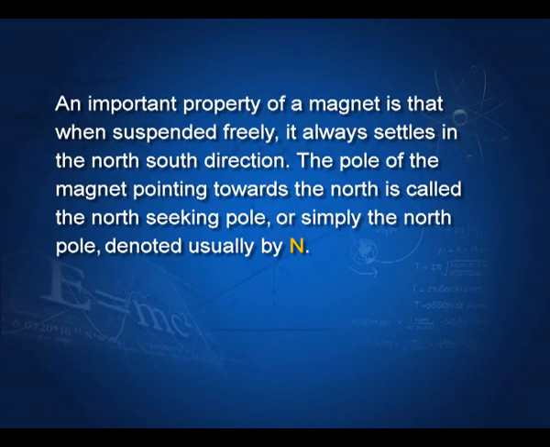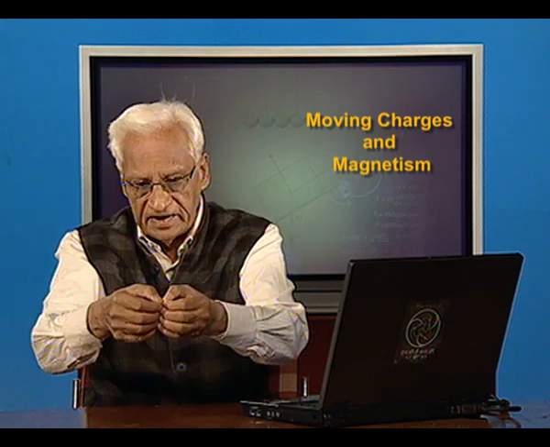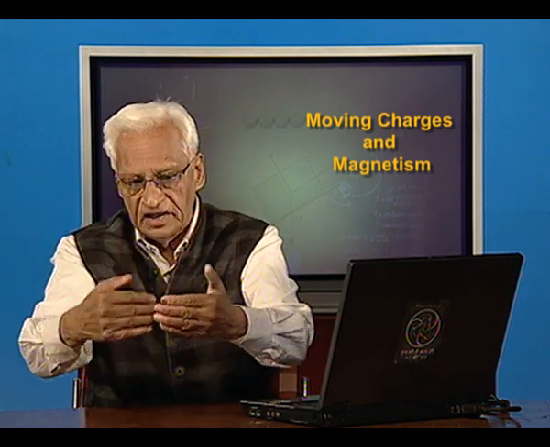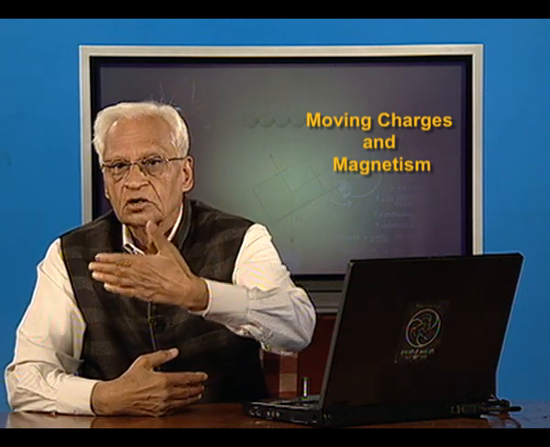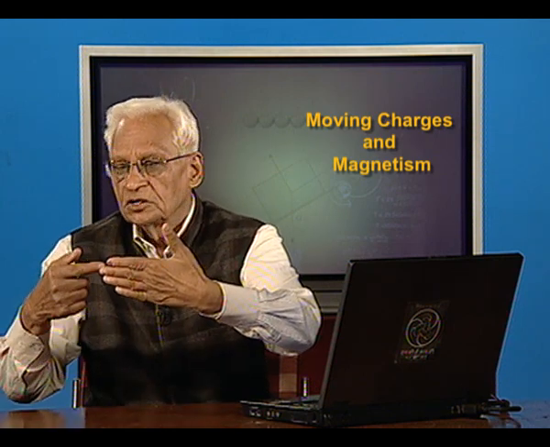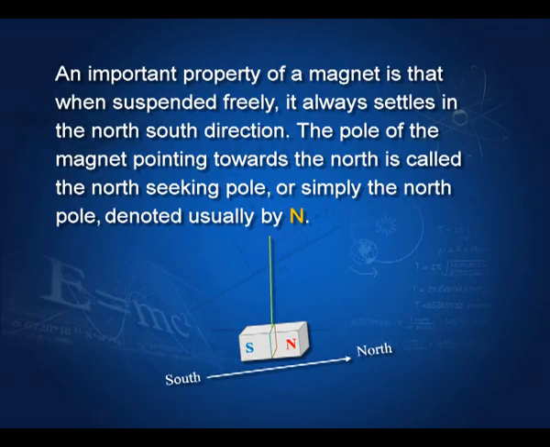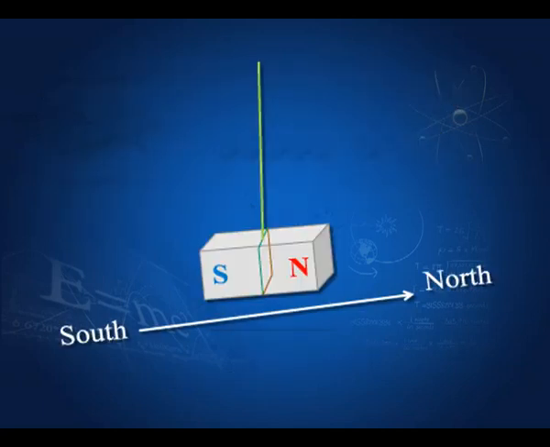An important property of a magnet is that when suspended freely, it always settles in the north south direction. That is, if I take a magnet here, then suspend it freely, then it will always settle in a direction which is north south, which points towards north and towards south, as shown here. The pole which points towards north is called the north pole of the magnet, and the pole which points towards south is called the south pole of the magnet. Remember, each magnet must have two poles. It cannot have one pole.